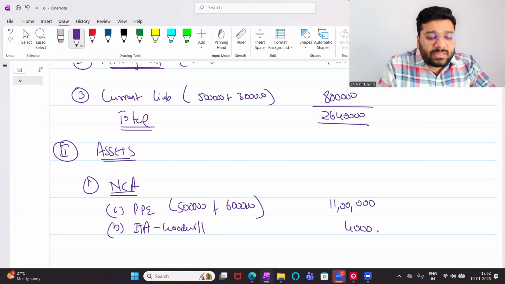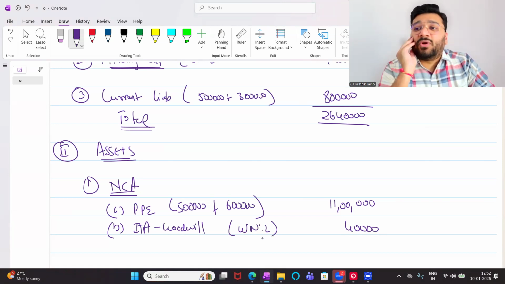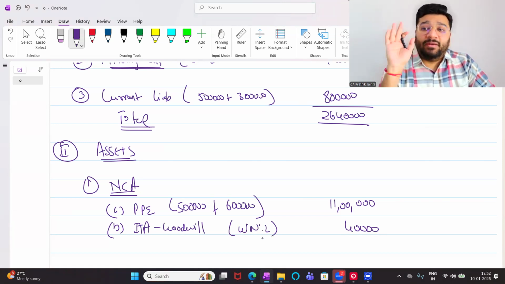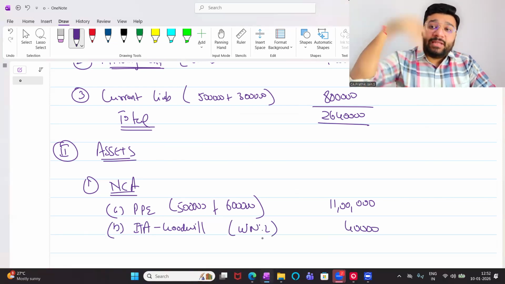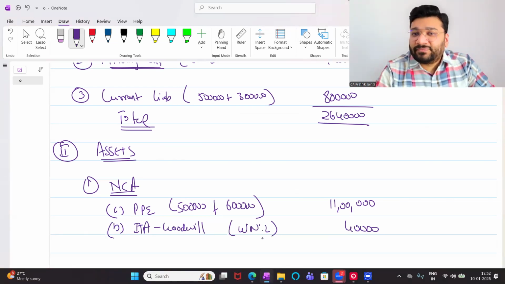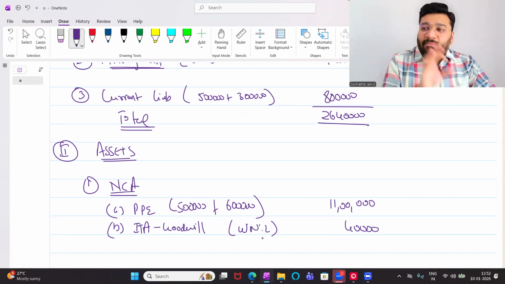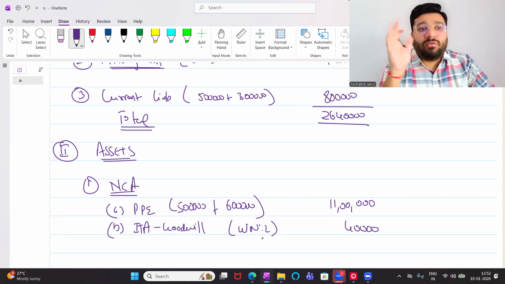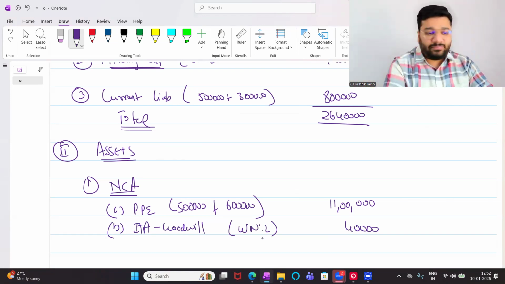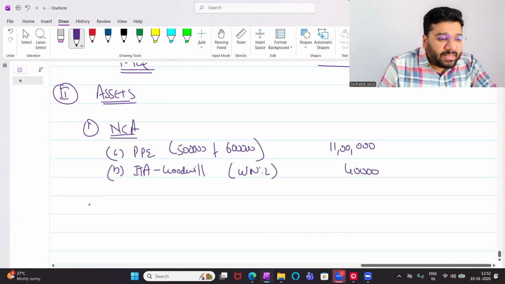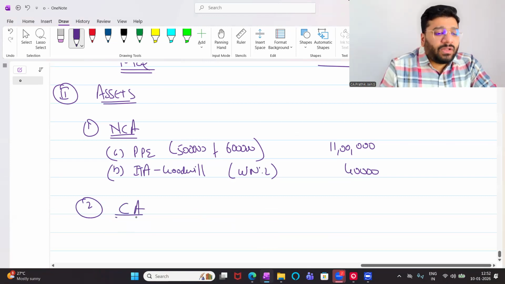Directly 40,000. This is coming from working note number 2, which means each working note is going to give you some data to be incorporated in the balance sheet. One we already included in 2, 3, 4. Some part of 1 has gone into 3, some into 4. So working note 1 will not go directly into the balance sheet. It will go through 2, 3, and 4.